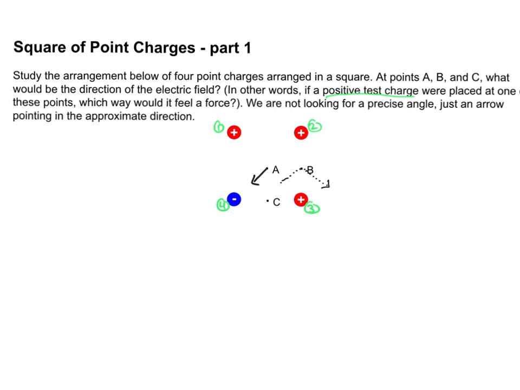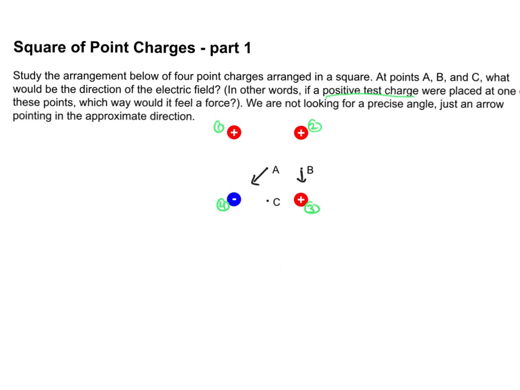So a proton placed at point B wants to go down and to the right, but it also wants to go down and to the left. So the left and right components are sort of going to equal each other out. And the final result will be that the electric field will be just downwards. Yeah, it'll be downwards.